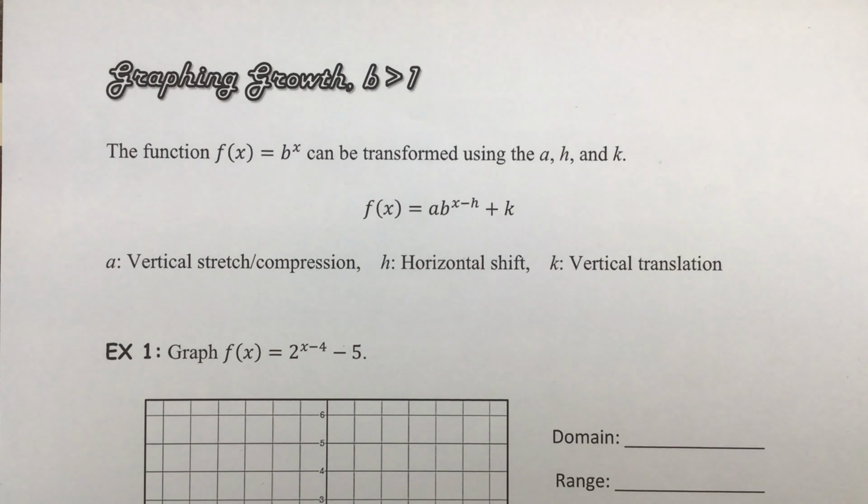The k value is going to be the vertical translation. That's a shift up and down, and you do that as it appears. If it says plus 3, then you're going to move up 3. If it says minus 3, you're going to move down 3. In addition to these 3 things, there are other ways to transform the graph. You can vertically flip it, you can horizontally flip it, you can even stretch or compress horizontally. But this will be the focus for today.